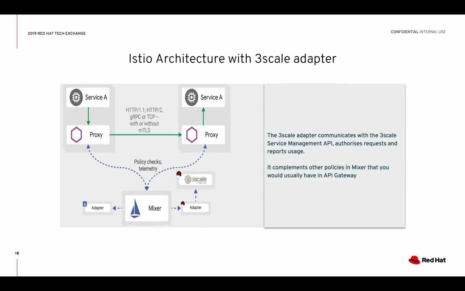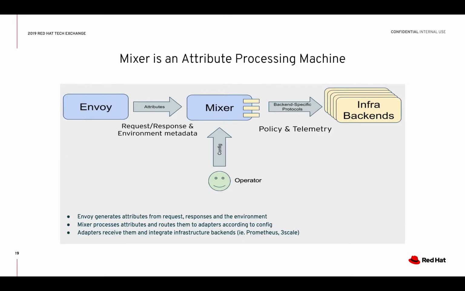The Freescale adapter communicates with the Freescale Service Management APIs, authorizes requests, and reports usage. It complements other policies in Mixer that you would usually have in an API gateway. When a request arrives in the service mesh, Envoy generates attributes from request, response, and the environment. Mixer processes attributes and routes them to adapters according to its configuration. Adapters receive the request and handle it.